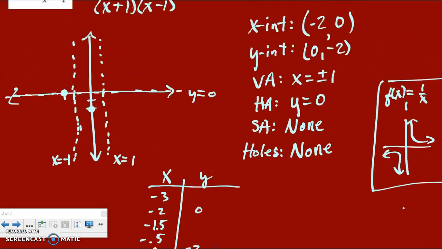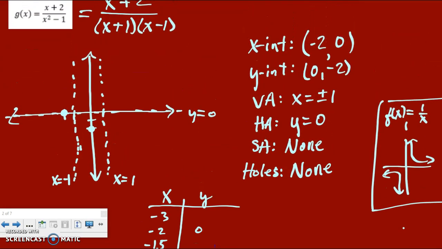If you do that, I'll show my work on here. If I plug in -3, I have a -1 on top. And -3 squared is going to be 9, minus 1 is 8. So at -3, our y value is -1/8. So I go and plot that point, -3, -1/8. Of course, you're approximating that.